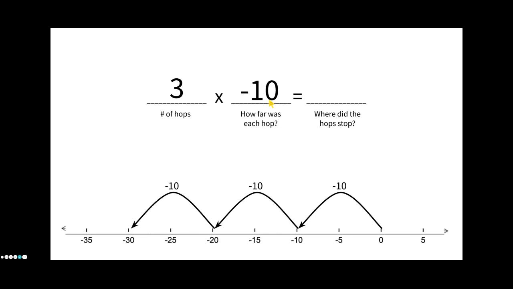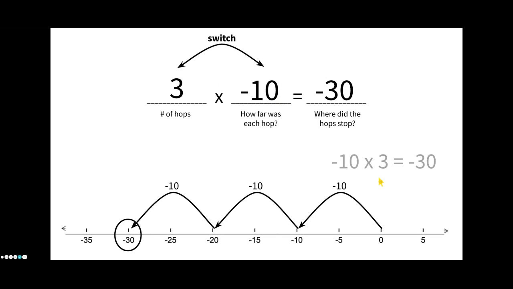So 3 times negative 10 equals, where did our hop stop? Stopped all the way over here at negative 30. So our answer is negative 30. All right, and just like before, we can switch those two factors if we really wanted to, not changing the sign, just changing the way they're written to be negative 10 times 3 equals a negative 30.